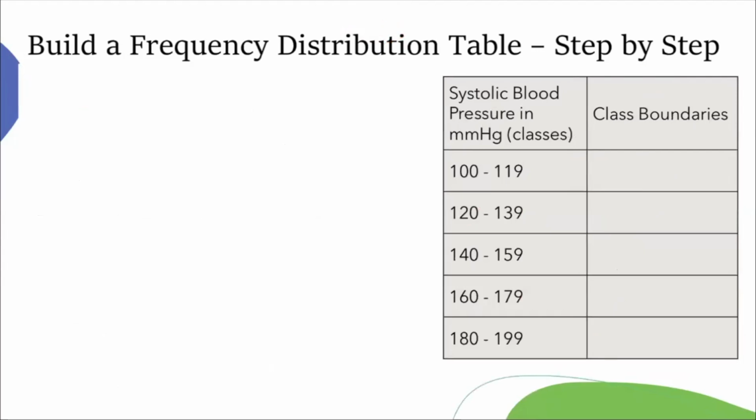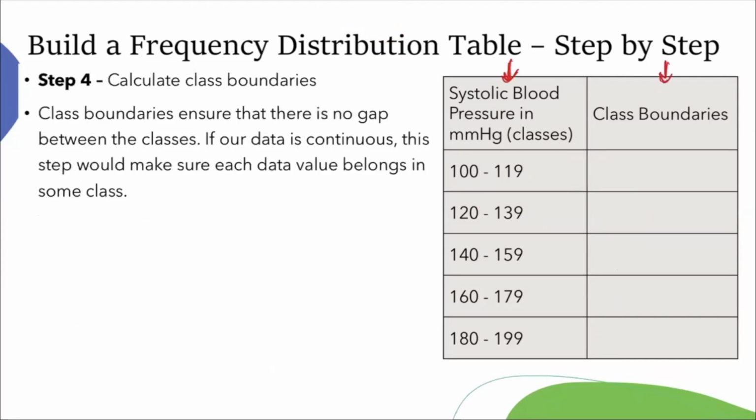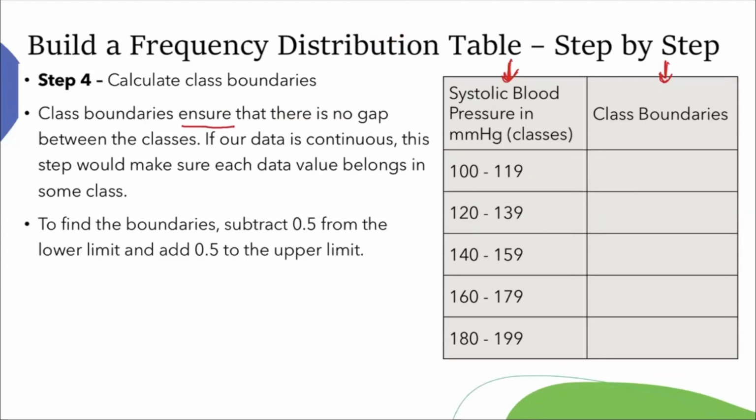So that may be something to revisit in the event that you get marked wrong on some of these problems. Okay, so with the classes column completed, let's now look at the class boundaries column. These ensure that there is no gap between our classes. And if our data is continuous, this step would make sure each data value belongs in some class. So all we have to do here is take our lower limit and upper limit, subtract a half from the lower, and add a half to the upper.